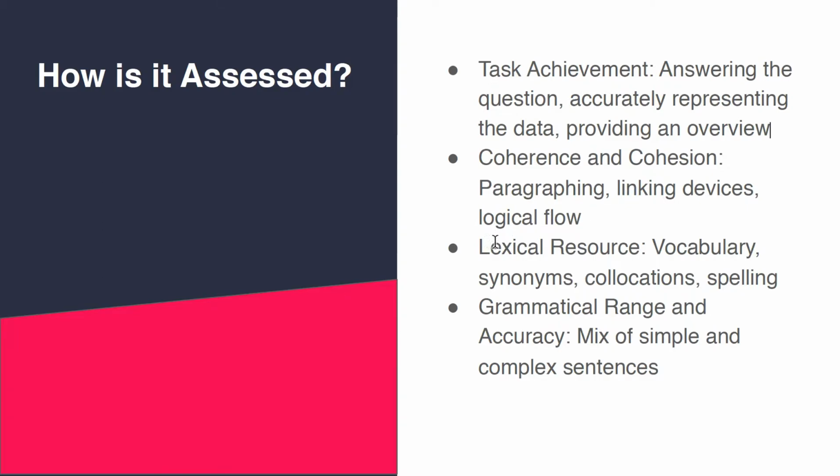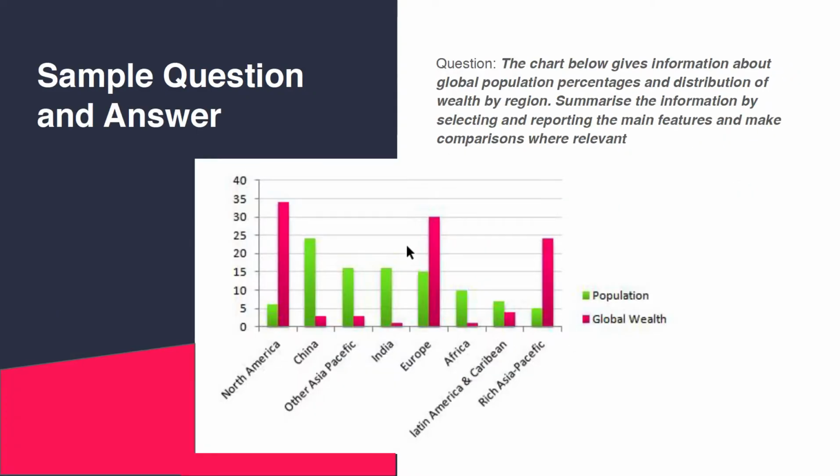The next one is lexical resource, which is vocabulary. So you need to make sure that you use synonyms. You avoid using the same word repetitively. Collocations, so these are words that go naturally together. And spelling. Spelling is important in this task, and if your spelling is not up to par, your score will suffer as a result. The last one is grammatical range and accuracy. You have to make sure that you use a mix of simple and complex sentences. So you want to avoid being too flowery and wordy, but you also want to avoid being too terse and abrupt. So let's look at what this all means in practice.